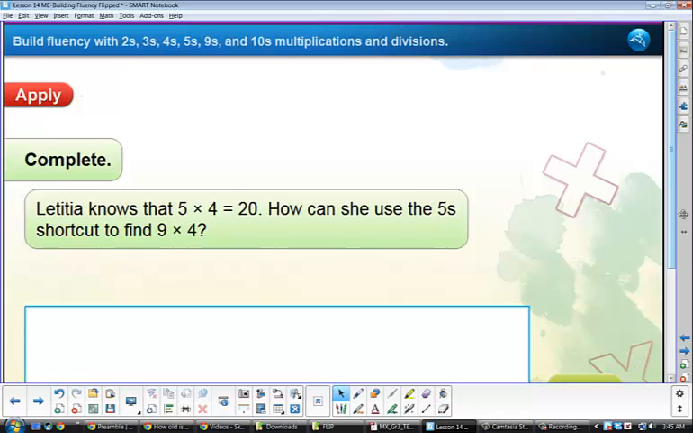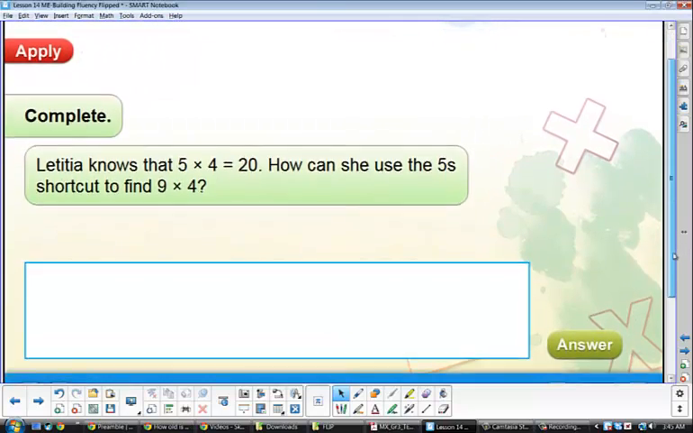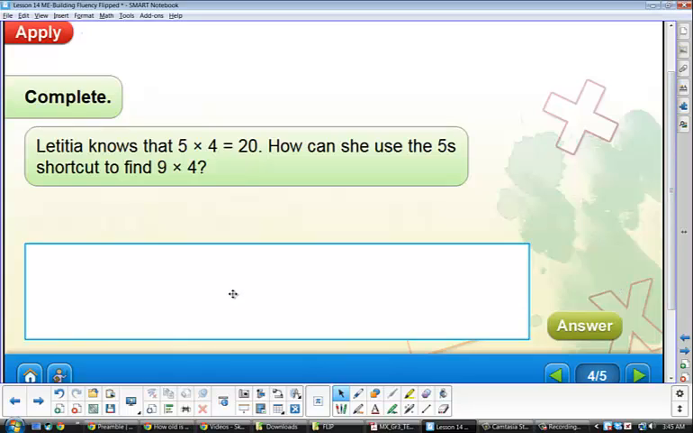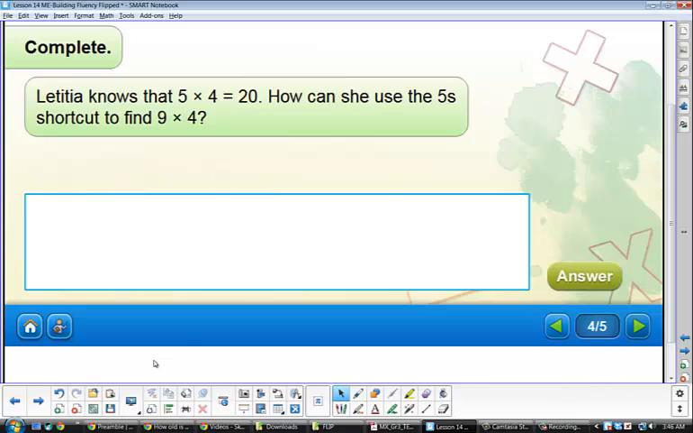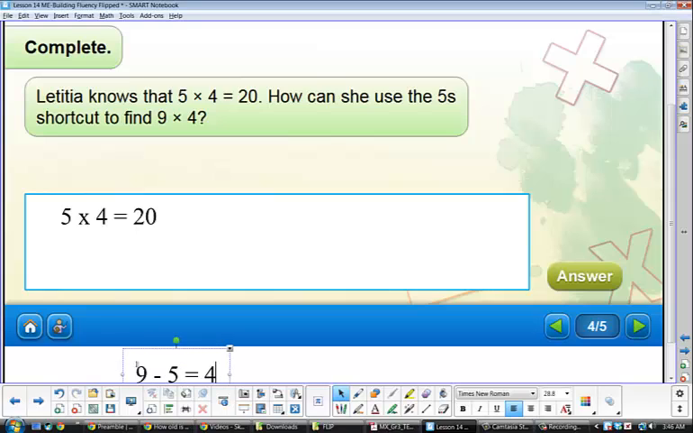Next problem. Now remember, these first 3 or 4 problems you are just watching. Okay? Letitia knows that 5 times 4 equals 20. How can she use the 5 shortcut to find 9 times 4? Well, it just gave us the shortcut. 5 times 4 equals 20. Well, we know that 9 minus 5 equals 4. So I'm going to use that 4. I'm going to make a new equation.